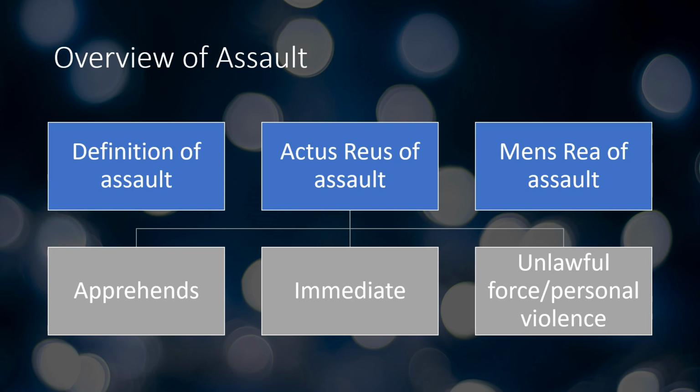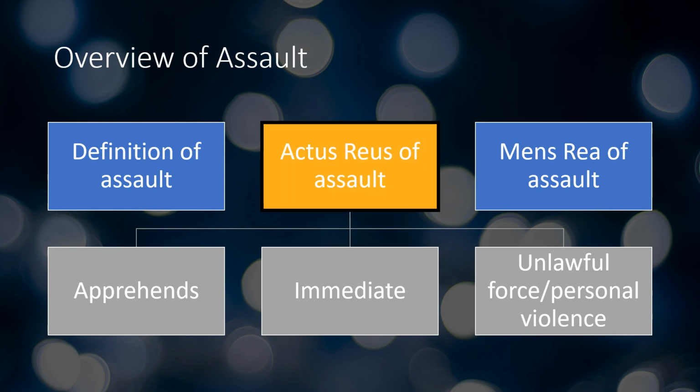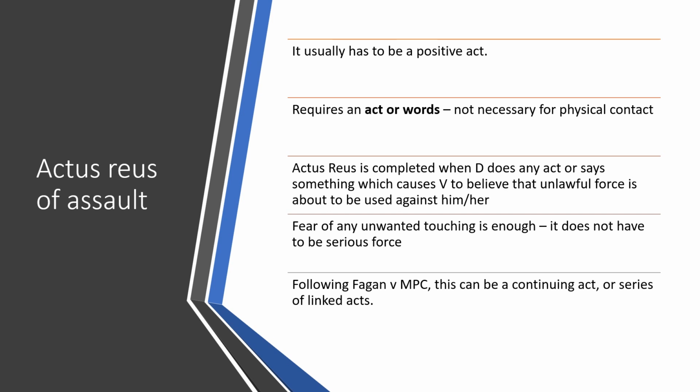So once we've come up with a definition in any application question, we then go straight to the actus reus of assault. We should outline first of all: apprehends immediate and unlawful personal violence, and explore each in depth while applying them. So the actus reus needs to be a positive act. It cannot be an omission, but it does usually require acts or words, though it's not necessary for there to be physical contact. That could be battery, of course.